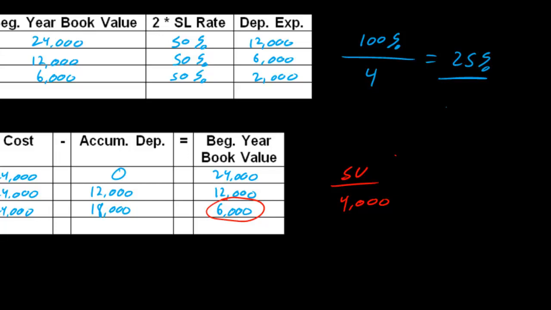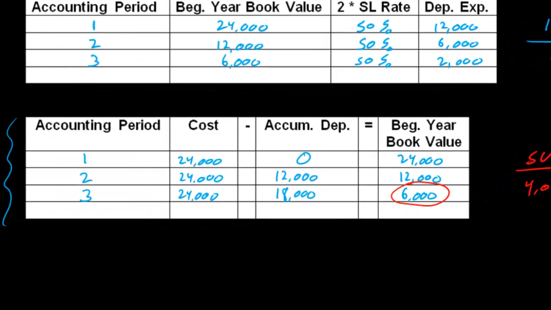And we know if we took $2,000 depreciation expense, for year four, that would mean we still have a cost of $24,000. My accumulated depreciation would now be $20,000, the $18,000 plus the $2,000 we took in year three. And so my book value at the beginning of year four is $4,000, which equals the salvage value, meaning I take 0 depreciation expense in year four.